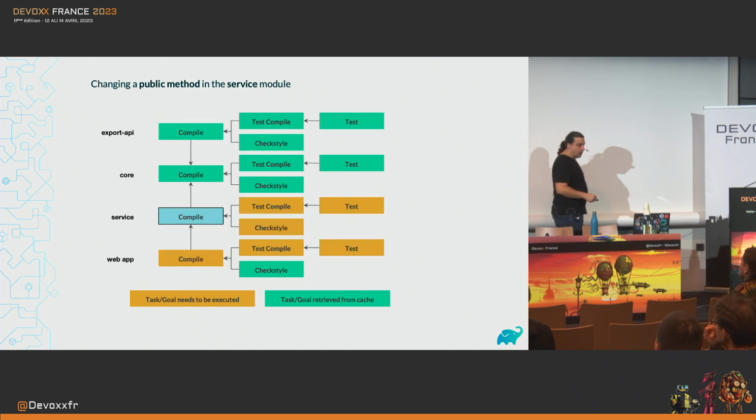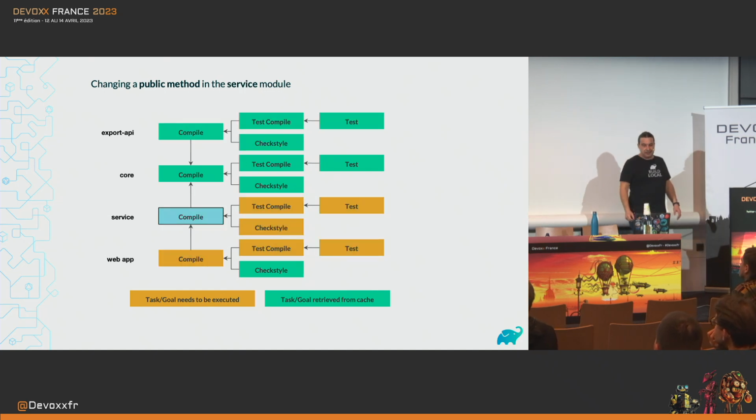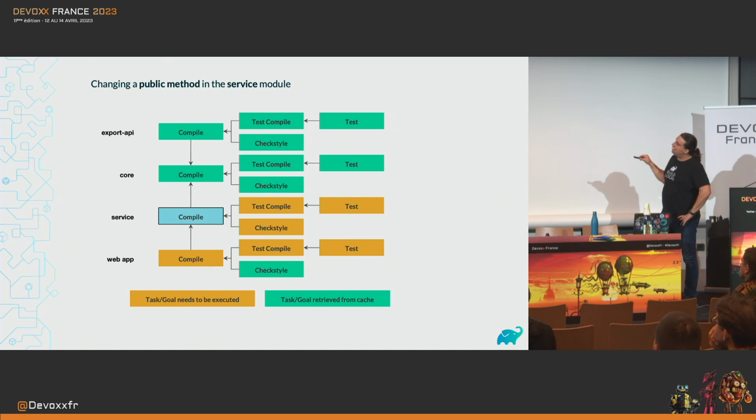Okay. What about this? A little bit more invasive, changing a public method in the service module. Well, we do have to compile our service module and our test and run our test and do check style. And our dependent module, because it was a public method, we will have to recompile it and recompile its test and run its test again. But we won't have to check style it because we didn't change any code here. And all of this stuff can get pulled from cache.